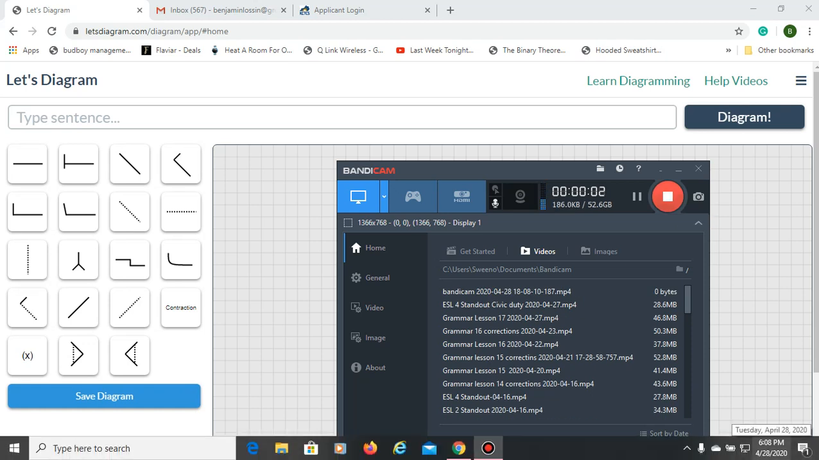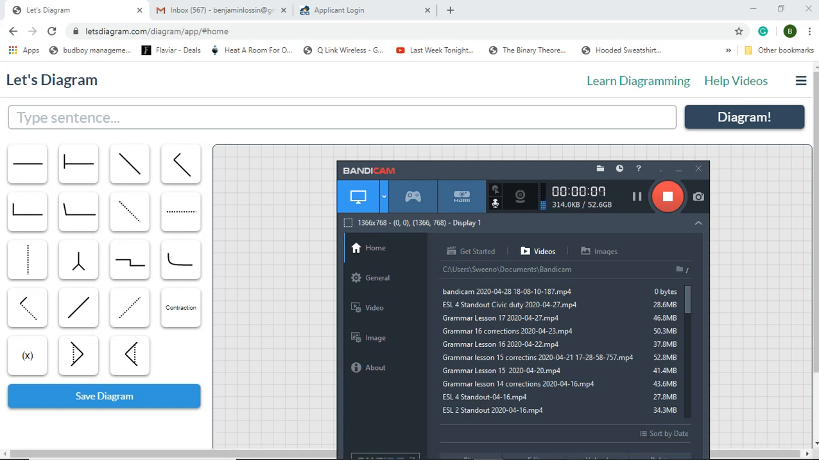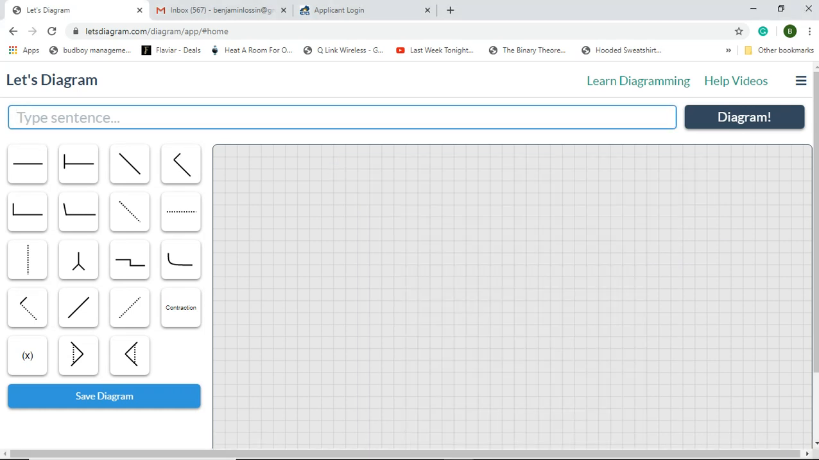Hello, it is Tuesday, 4/28/2020, April 28th, 2020, and we are going to correct Lesson 17's homework.